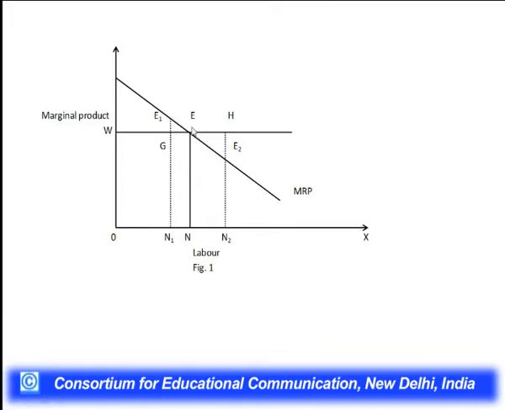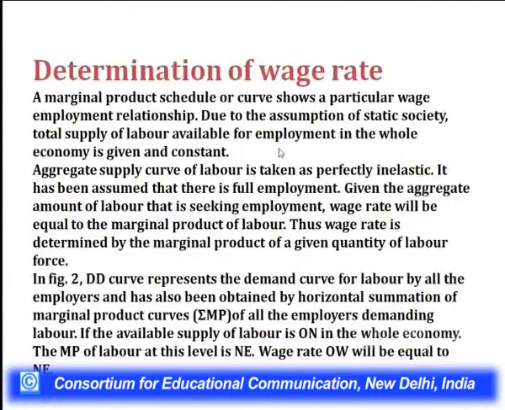So the firm maximizes profits only at the point where wages are equated to the marginal revenue productivity of the labor, or you can say of any factor. We will see what is the marginal revenue productivity of that factor. When it becomes equal to the marginal factor cost, that will be the equilibrium level of employment of that factor.